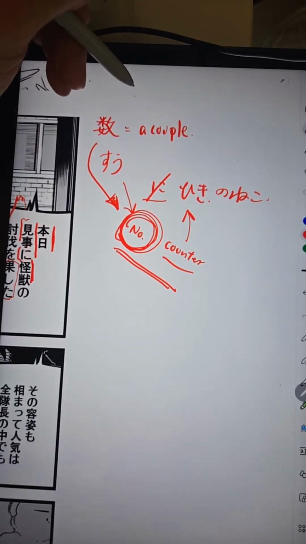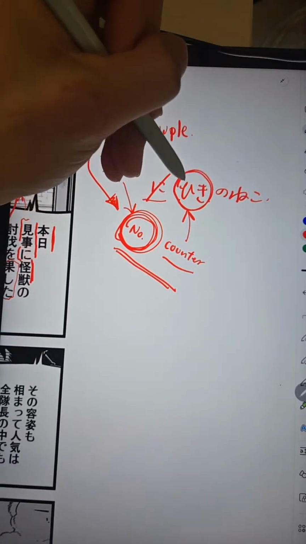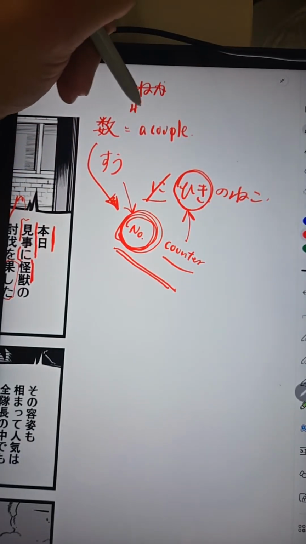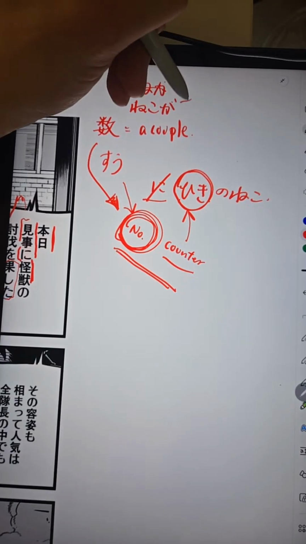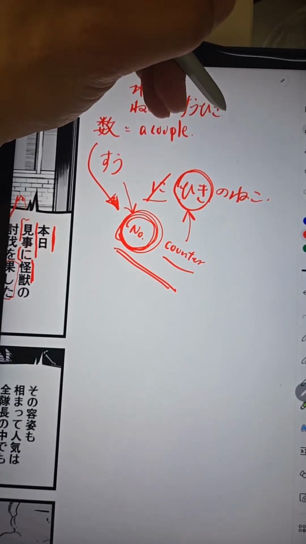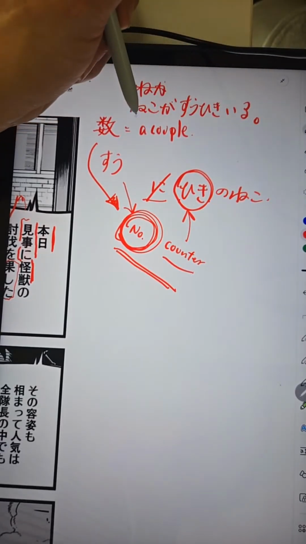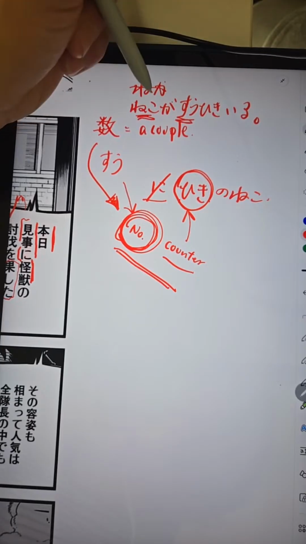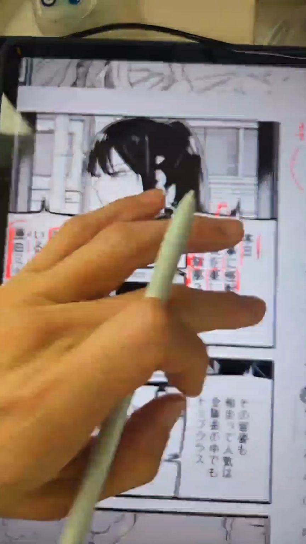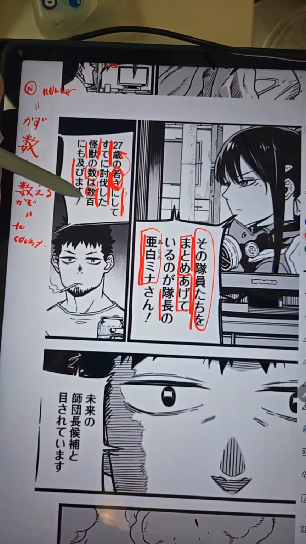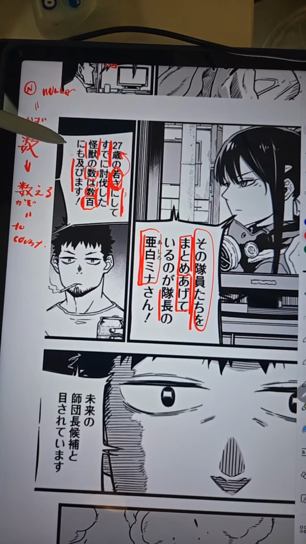So for example, again, hiki is the counter for small animals. So if I say neko ga 数匹いる, this would mean I have a couple cats. Okay? Going back to here, 数百, a couple hundred, right? Because 百 means 100. So with that, に及ぶ, it reaches.